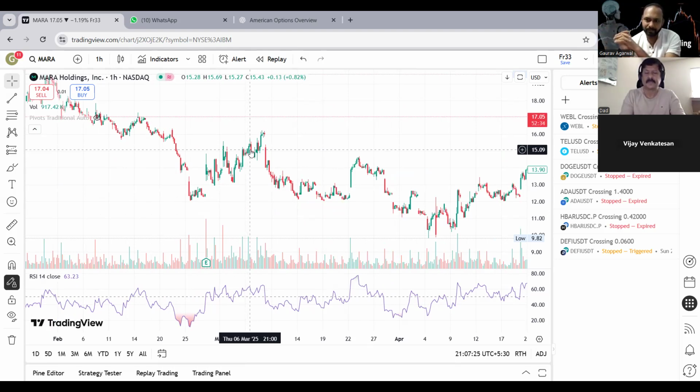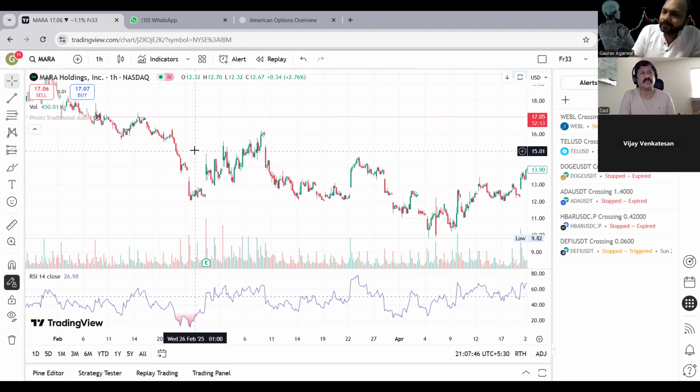So swing trading is usually also 1 hour minimum. 1 hour you can choose, and you may get within the same day also. And if you are using 1 day, then you may have to wait for a couple of days. So the purpose of swing trading is waiting for some time, at least a minimum of 1 day or maximum whatever the number of days. And scalping is mostly within the same day.